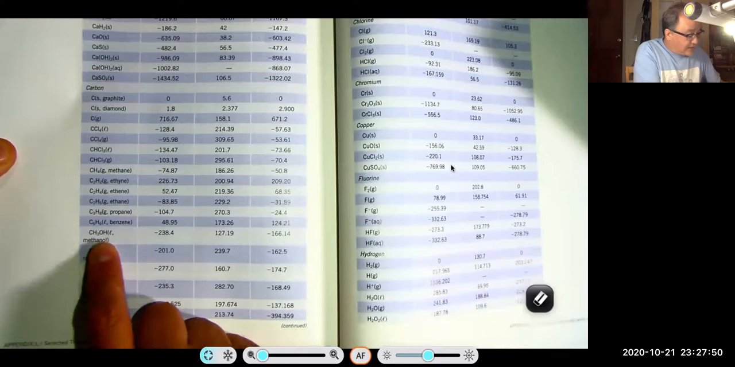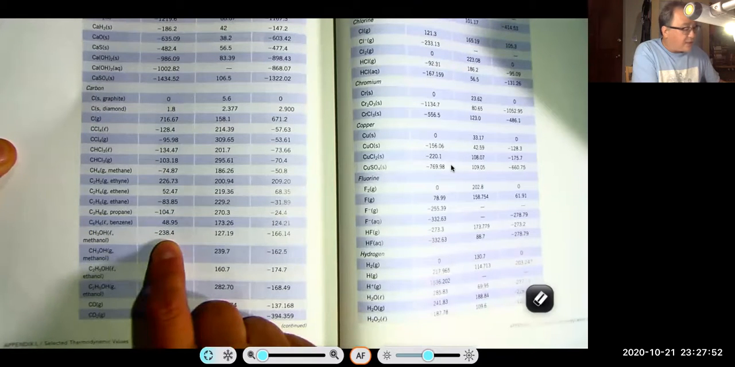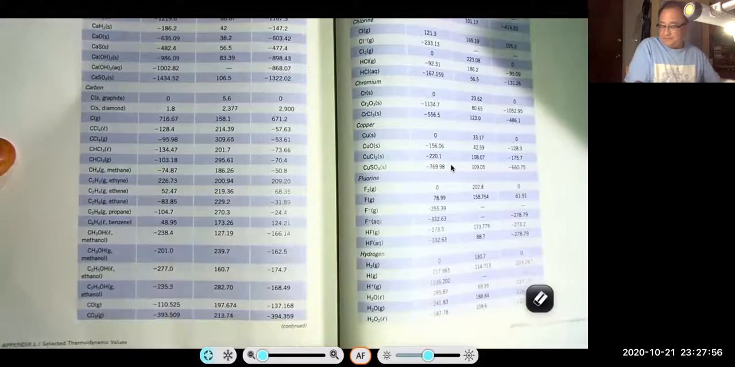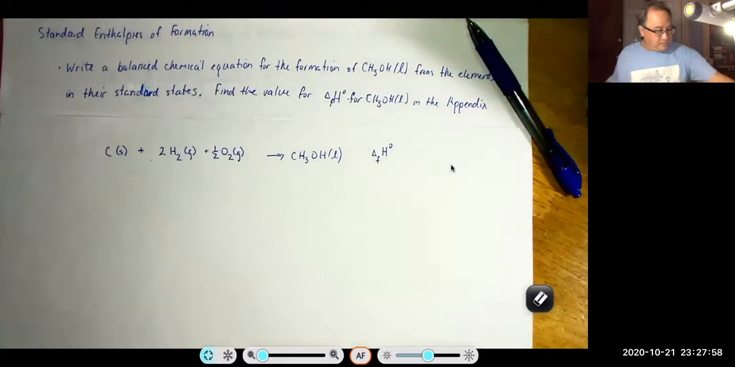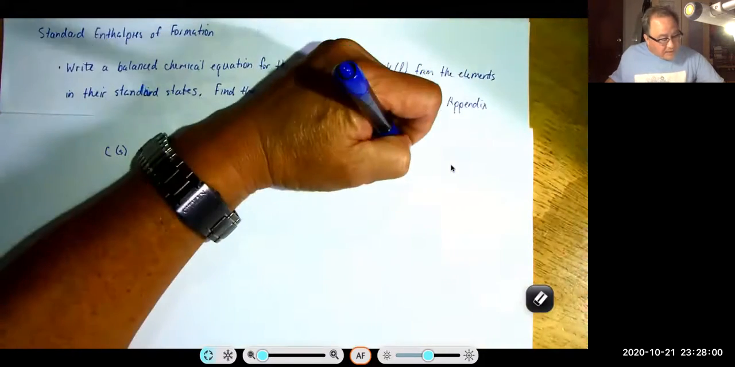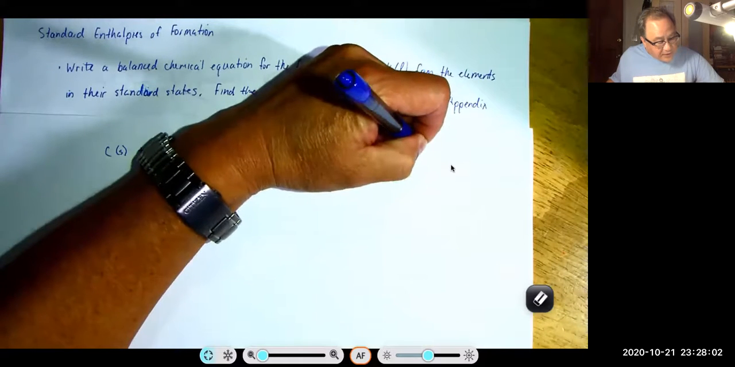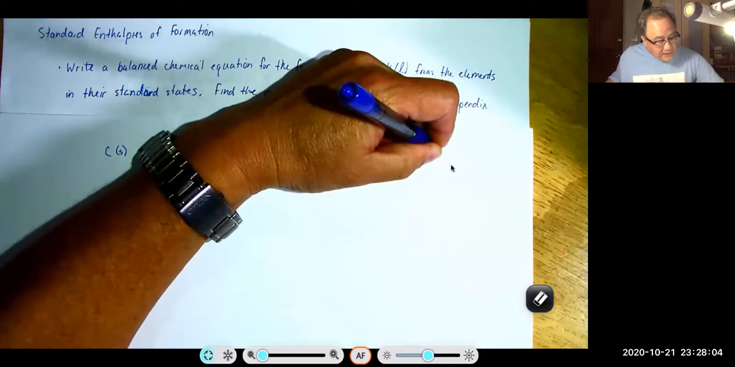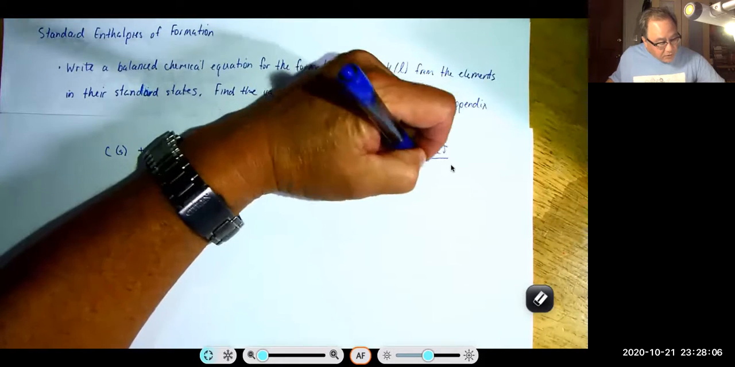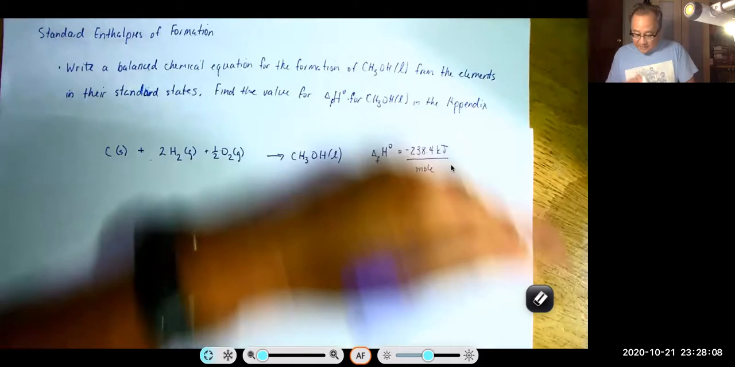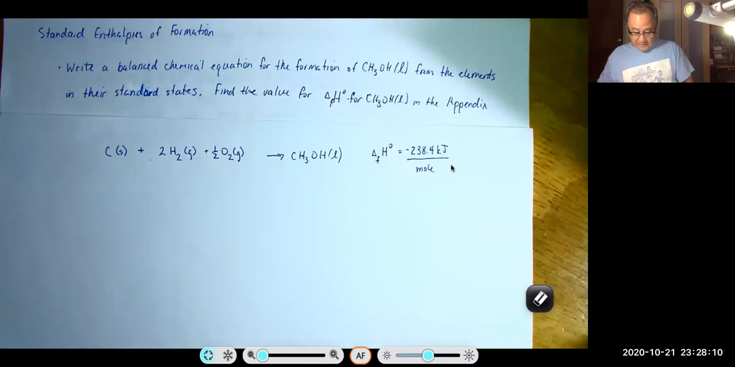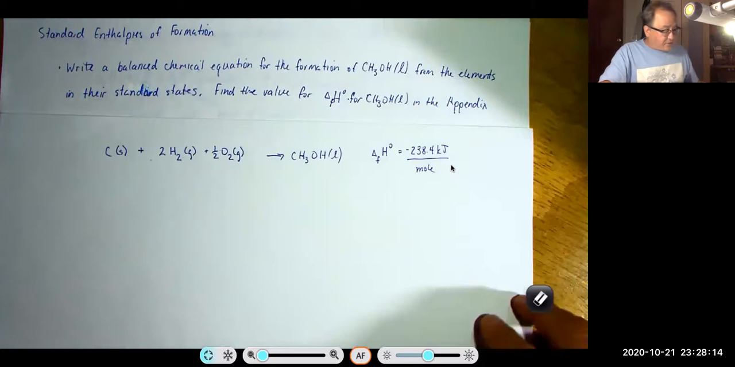CH3OH liquid. It's minus 238.4 kilojoules per mole. And I'm going to double check that number. And indeed, that's what it says. So that's how you answer a question like this.